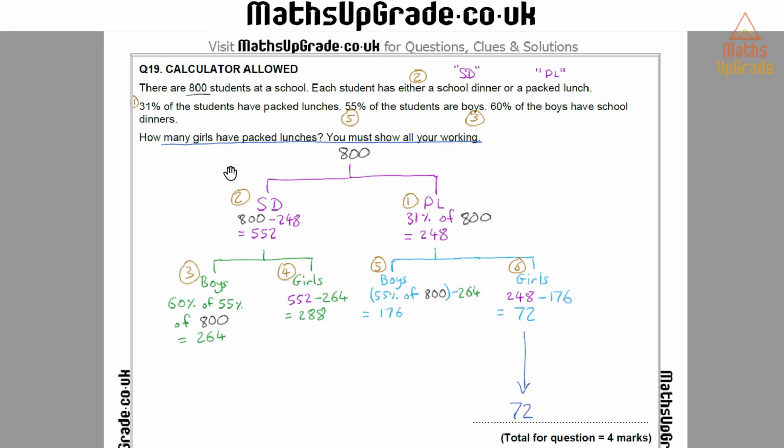Lastly, I need to find how many girls have packed lunches, and I can do that now by just subtracting the total number of students who have packed lunches, subtract the number of boys who have packed lunches. That gives me 72. So 72 girls have packed lunches. And that question there was worth 4 marks.